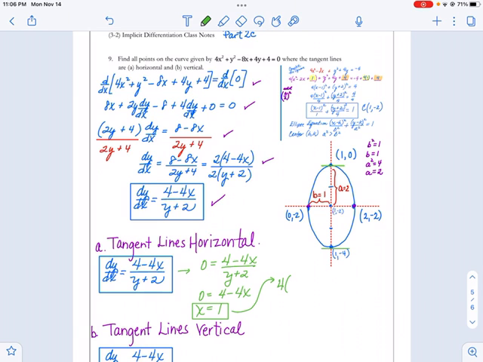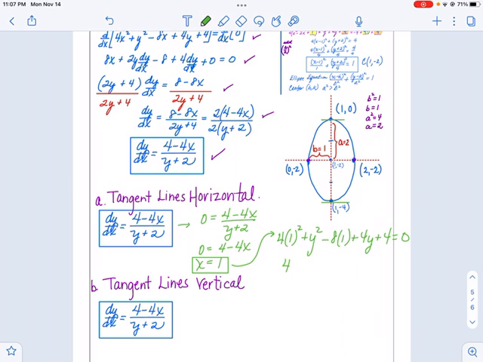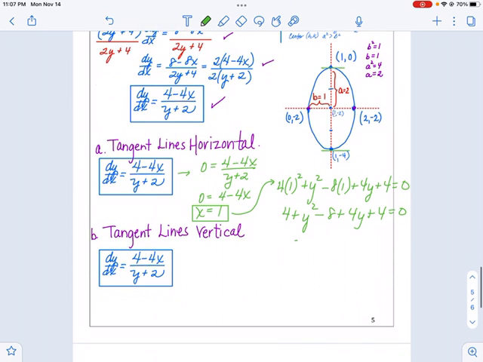So you would say 4, and I'm going to do this one time, 4 times 1 squared plus y squared minus 8 times 1 plus 4y plus 4 would have to equal 0. So this would be 4 plus y squared minus 8 plus 4y plus 4 equals 0. And so you would have to solve this quadratic, y squared plus 4y, and then you would add all the other terms up, right? So you would have 4 minus 8 and plus 4, right?